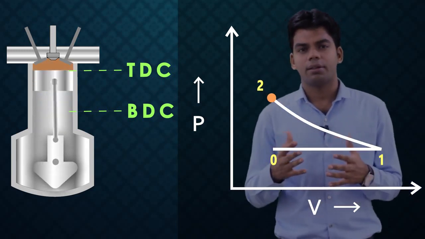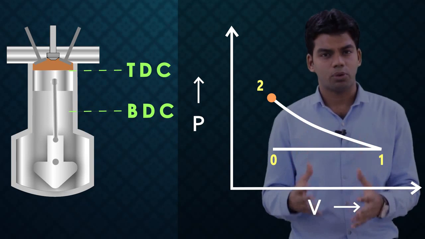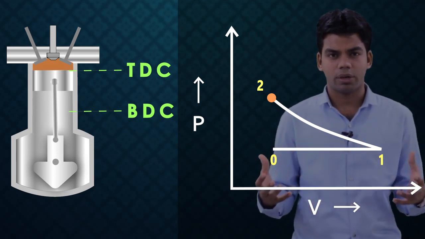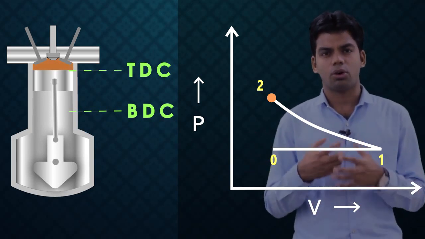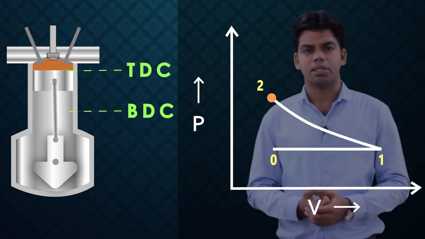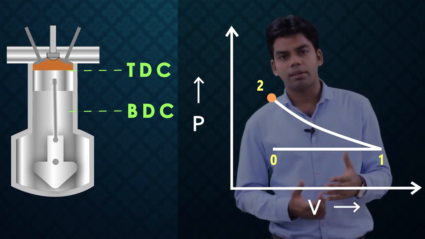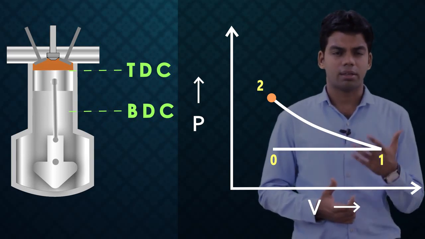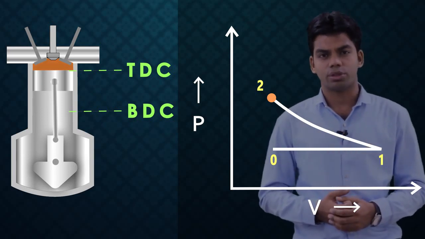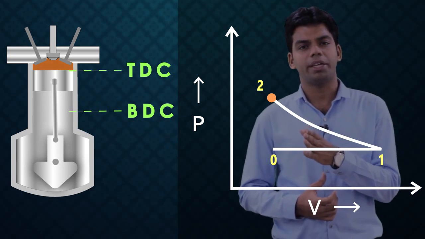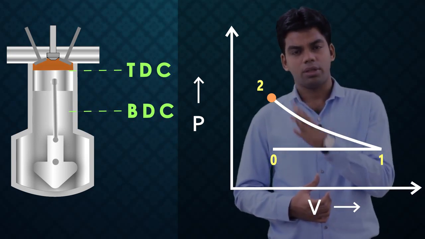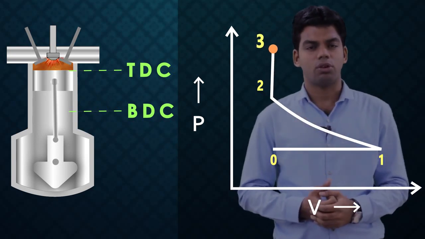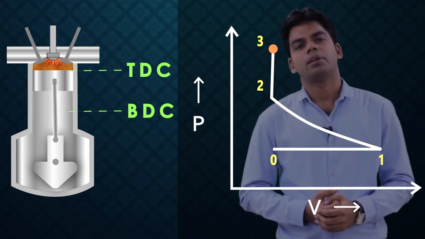Then after that, the spark plug will produce a spark and heat is added to that fuel air mixture, or that fuel air mixture will be combusted. And as I told you, that heat addition is at constant volume. We assume that heat addition in the ideal Otto cycle is at constant volume. So, we are having a constant volume heat addition process. From 2 to 3 is a constant volume heat addition process.